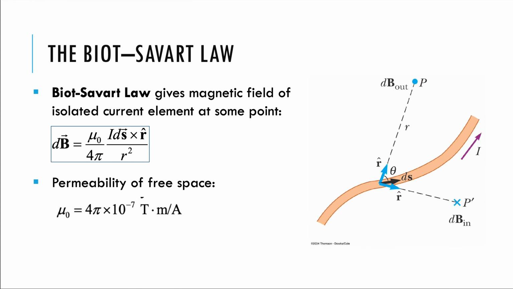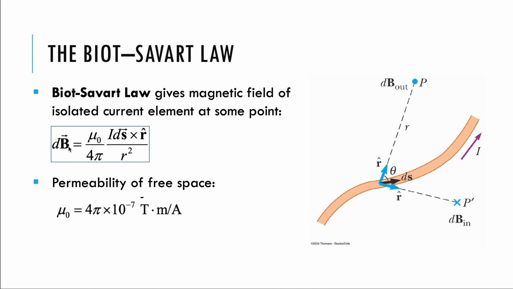This video we're going to examine this law, which was arrived at through experiments by two physicists named Biot and Savart. The law gives the magnetic field of an isolated current element at some point. Let's examine what it says.